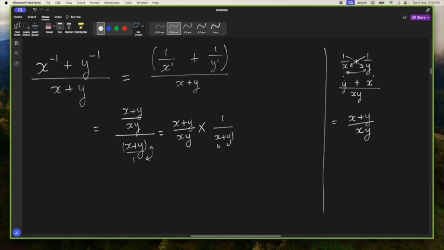And look at that, right? You can see here that the x plus y's will cancel. And 1 multiplied by 1 is 1. And x times y, xy, multiplied by 1 is xy. So the answer is 1 over xy.